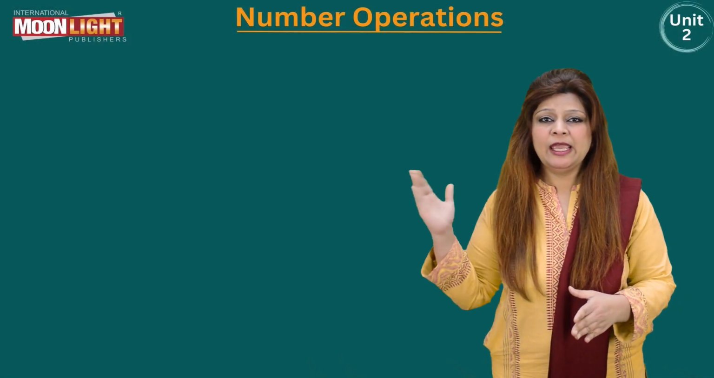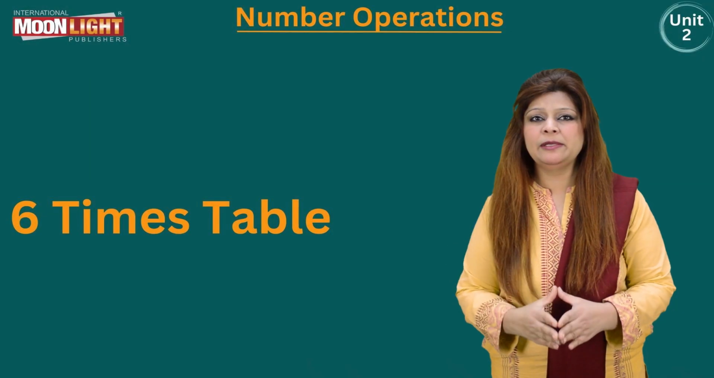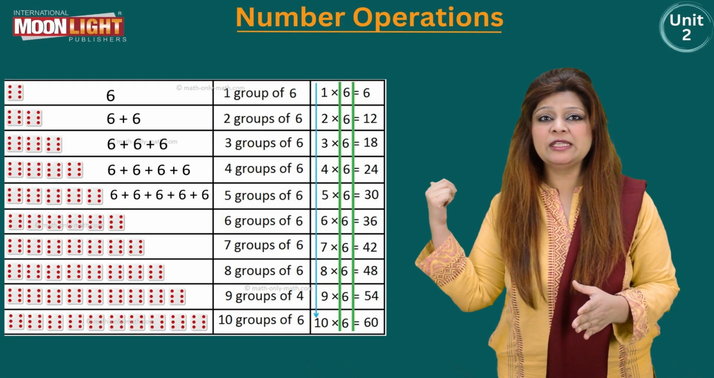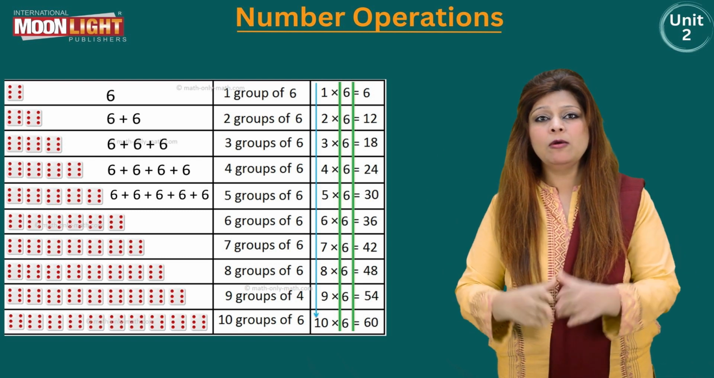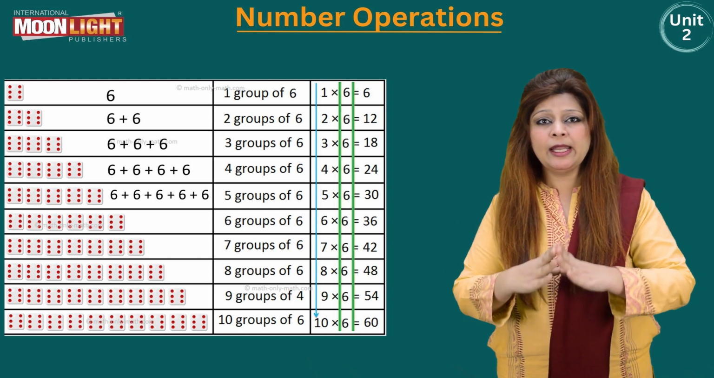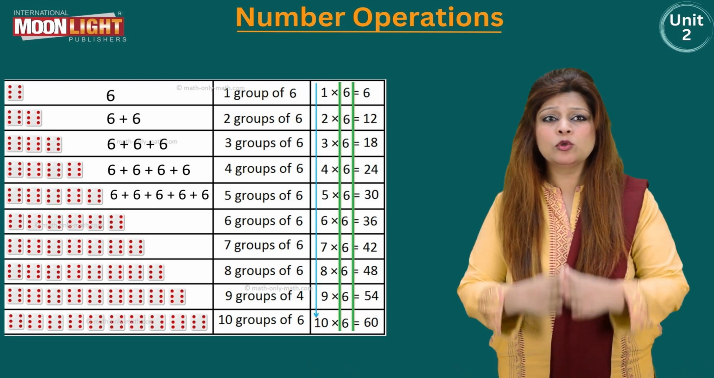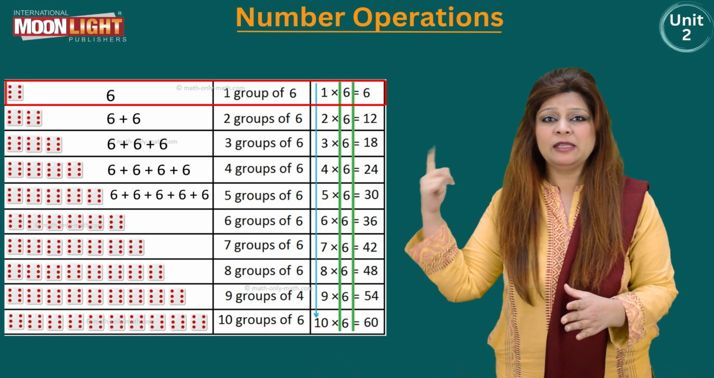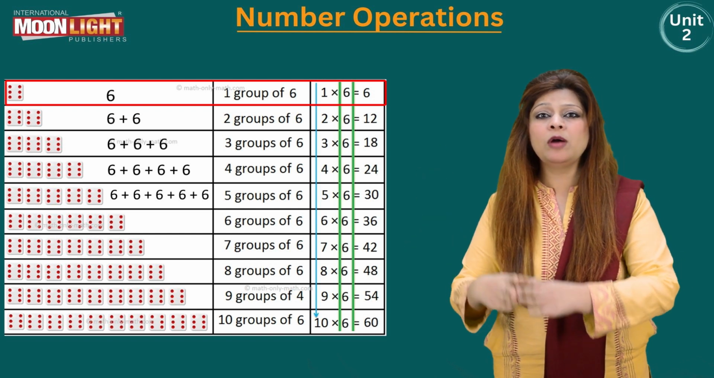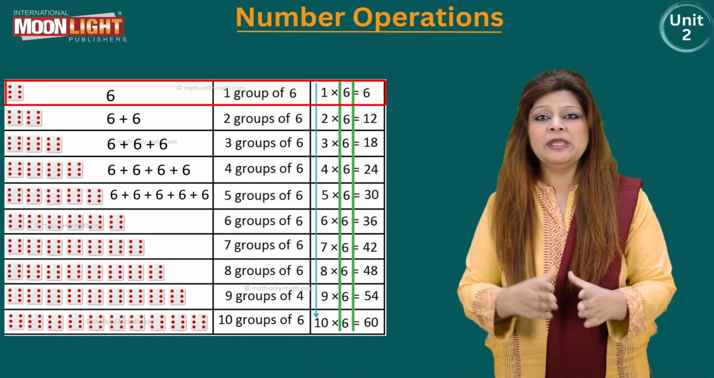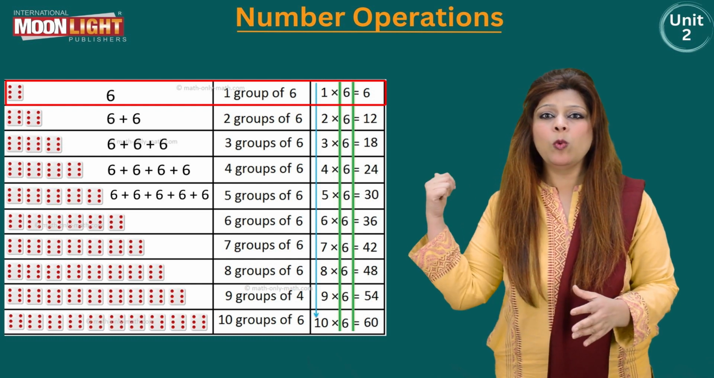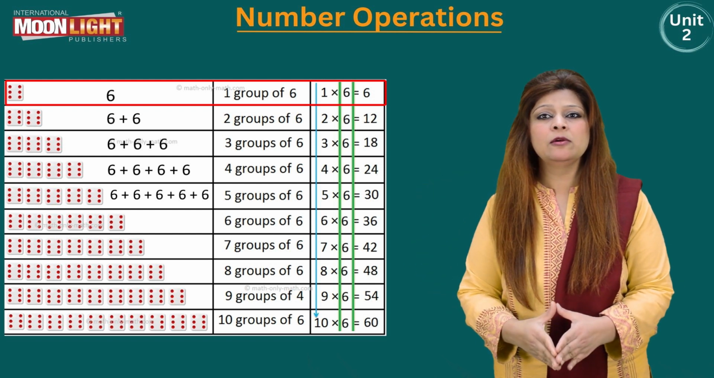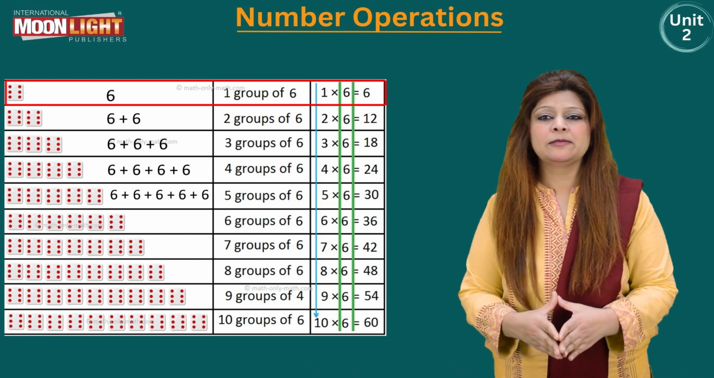Now, my dear students, here is 6 time table. You can check the shape. This is a dice given over here on which the number 6 is showing. Now I'm going to take the same number again and again, that is the number 6. So the first dice is showing you the number 6. You can see over here 6. This means that one group of 6 is given over here. We can write it down as 1 multiplied by 6 is equals to 6. I can read it like 6 ones are 6.